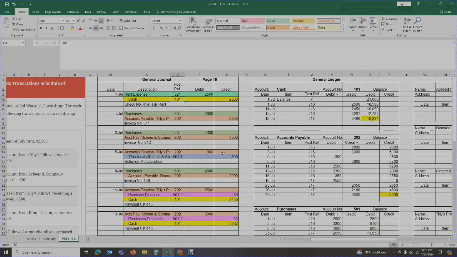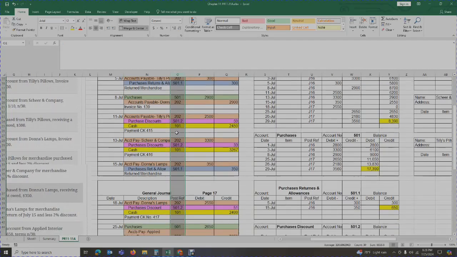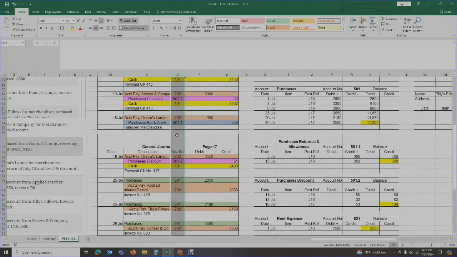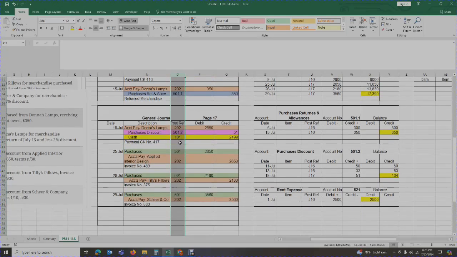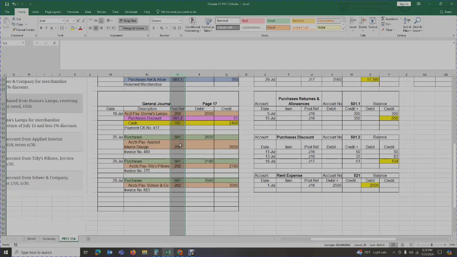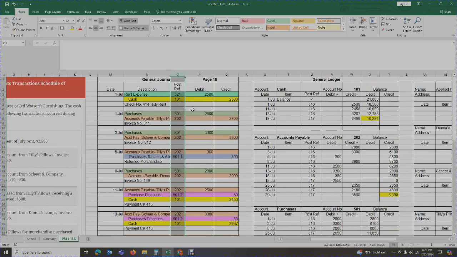Now, before I move on, what I like to do is make sure that in my journal, all of the accounts have a post reference. Make sure that these numbers right here tie to the ledger accounts on your general ledger. So I do a review and make sure that all of my accounts have an account number. That means that I have transferred my information over to the ledger. And in this case, we do. We did an amazing job. Good job. Okay, so we are done with the journal. We are done with the ledger.